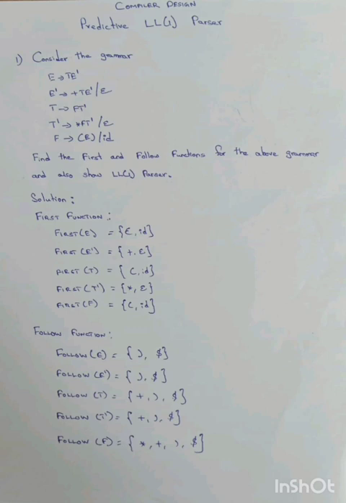Suppose if we substitute epsilon here, now T is followed by nothing. If T is followed by nothing, we need to write the follow function of the production. So what is the follow function of the production? Here the production is E. So the follow of E is close bracket, comma, dollar symbol. So likewise we need to find follow of T dash and follow of F.